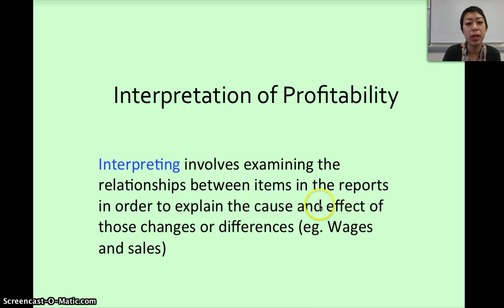Interpreting involves examining the relationships between items in the reports in order to explain the causes and effects of those changes or differences. So, for example, if you have an increase in sales, you might expect an increase in wages because more people are required to work to generate those sales, or working longer hours.